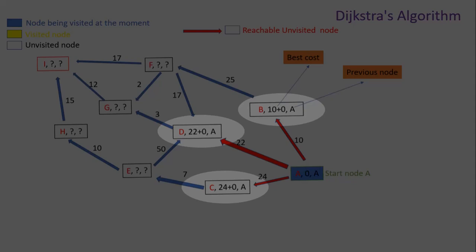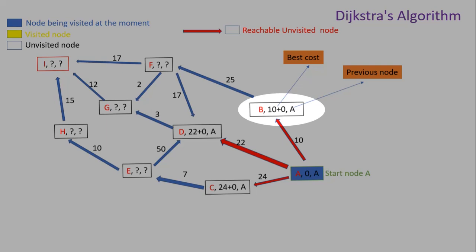It has three reachable unvisited nodes, B, C and D. For node B we compute the best cost of A, which is 0, plus the edge length that connects them, which is 10, equals 10. We compare it with the current value of the variable. If it's smaller we replace it with the new value. Now the current value is unknown, so we replace it with the value we got, 10. And because of replacing the best cost we should replace the previous node, which is here unknown, with the node we come from to reach this node B, which is A.